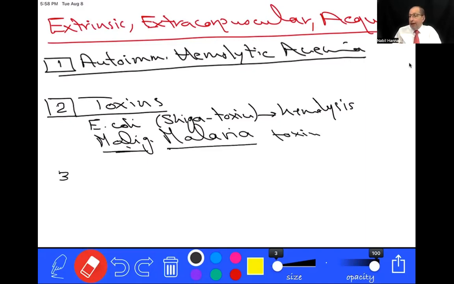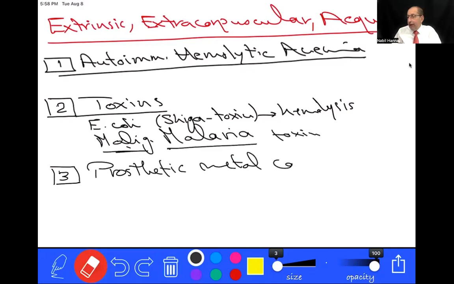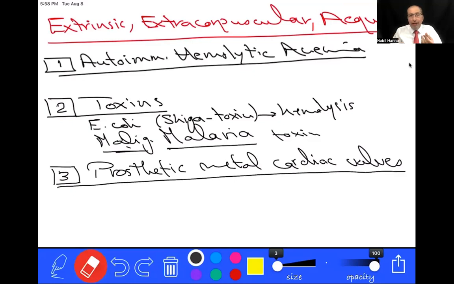And finally, patients with prosthetic metal cardiac valves. Some patients with valvular heart disease, especially aortic valve disease, need valve replacement surgery. There are two types of valve replacements. Either you replace the valve with tissues, usually we get from porcine species, pigs, or we get metal valves.